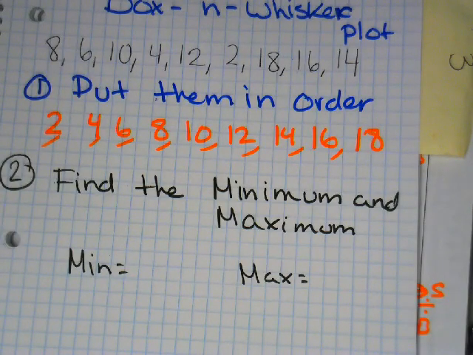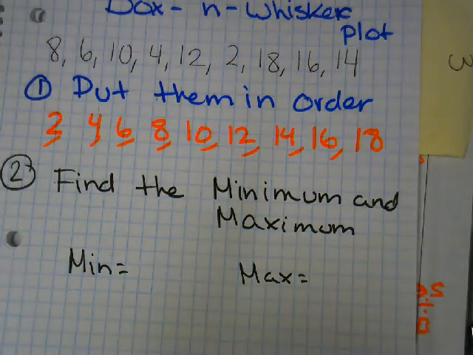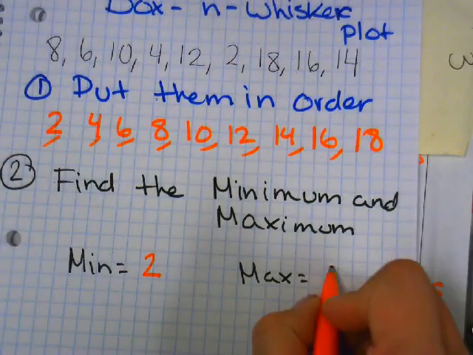What is the minimum? 2. The minimum is the smallest number. What is the smallest number here? 2. Like your pinky, the smallest one. What is the maximum number? 18. So hard on the math. Huh? I actually did use this, believe it or not. 2 and 18.